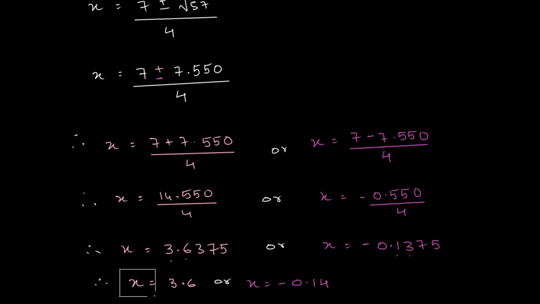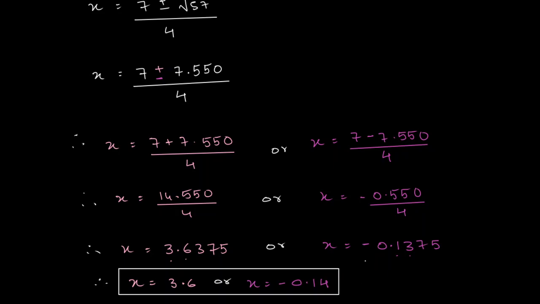The final answer, the values of x up to two significant figures. These are the values of x to two significant figures, 3.6 or minus 0.14. Remember, this 0 is not considered as a significant figure.